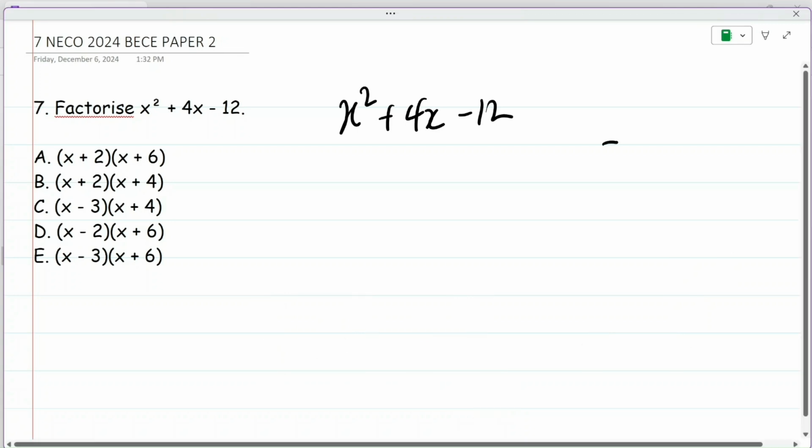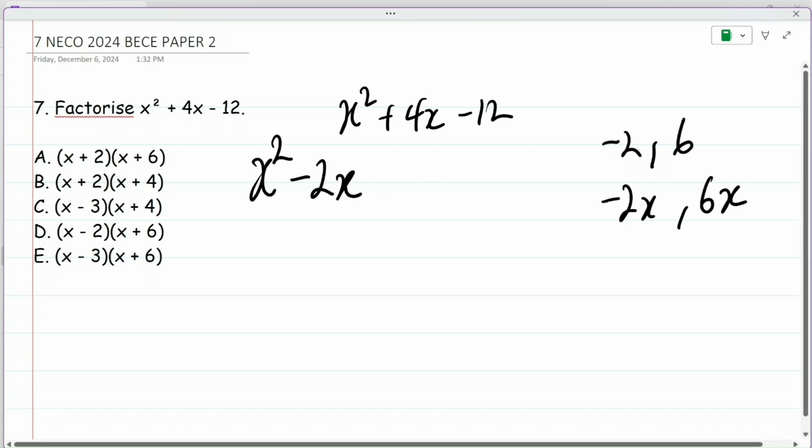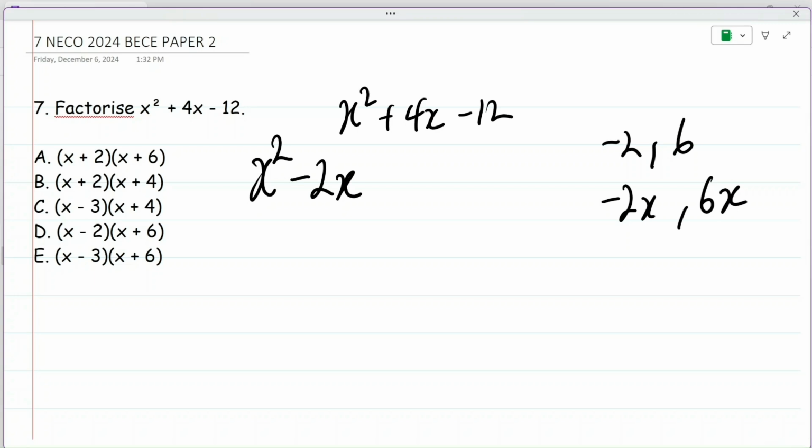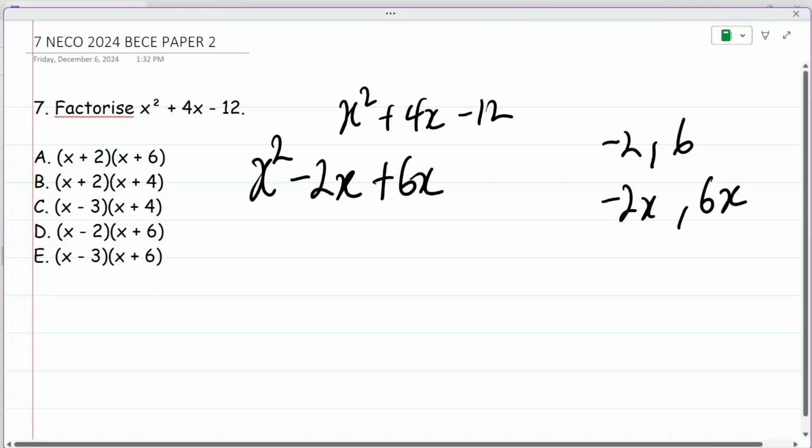So we have our minus 2 and 6. We can choose to put any of the two first. All we have to do is add x to both of them. What we've simply done is break down this plus 4x into two values, minus 2x and 6x, using this 12 as our standpoint. So you have x squared. You can choose to write minus 2x first. It's better that way, so your question doesn't get too complex. Then you have plus 6x. The 6 has a plus, you add an x to it.